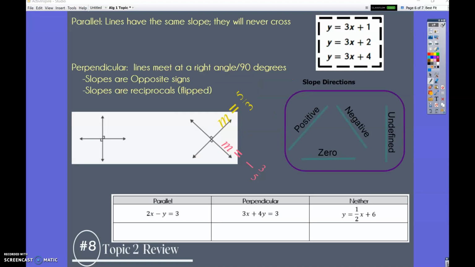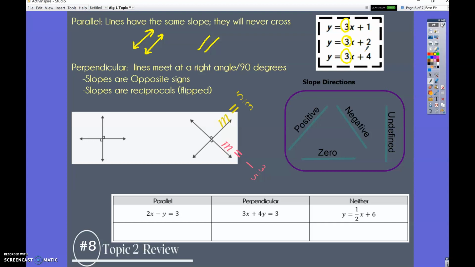In problem 8, we're focusing on parallel and perpendicular lines. Parallel lines have the same slope. That means they'll never cross. So for example, they would look like this. Sometimes we use the symbol that is given there to represent parallel lines. These 3 lines over here in our little white box all have slopes of 3. Therefore, we would say they're parallel.